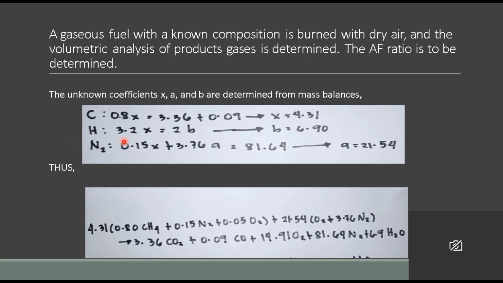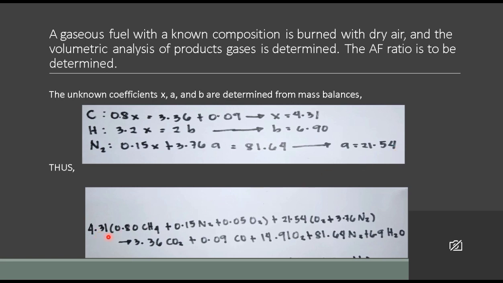And for our hydrogen, 3.2x is the fuel plus air and the product is 2b. As you can see here we have an x, so let's just plug in the value that we got, which is 4.31. So divide it by 2, b is equal to 6.90. And for our nitrogen, 0.15x plus 3.76a is equal to 81.64. So just plug in the value of x, sum it up, and divide by 3.76, for us to get a equals 21.54.